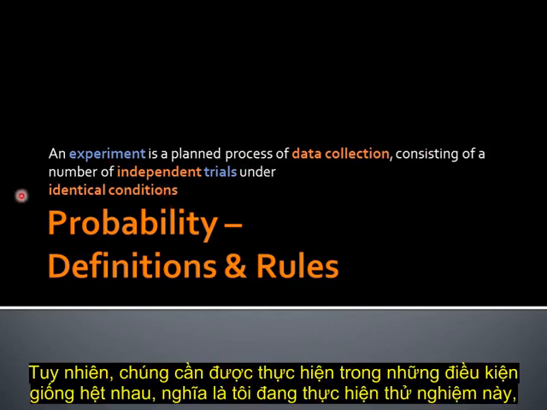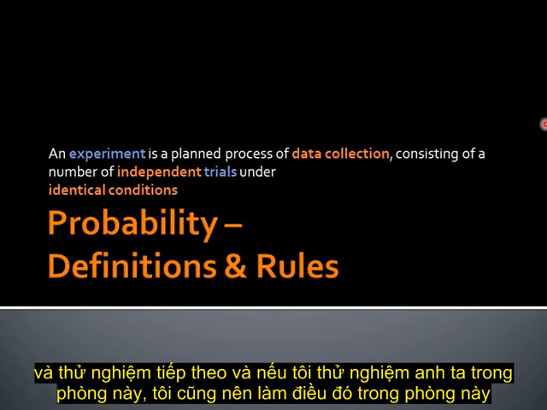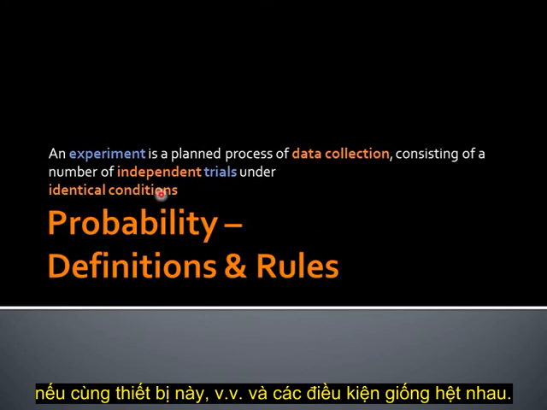However, they should be done under identical conditions, meaning if I'm doing this trial for, let's say, a patient of age 30, then the next trial should also be of a patient of age 30, and the next trial and the next trial, and if I'm testing him in this room, I should also do it for this room with this instrument, and so on and so forth. Identical conditions.